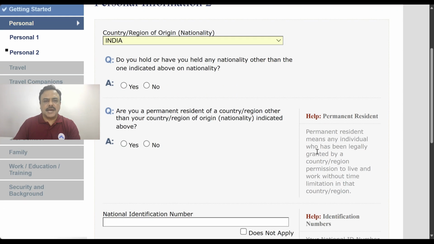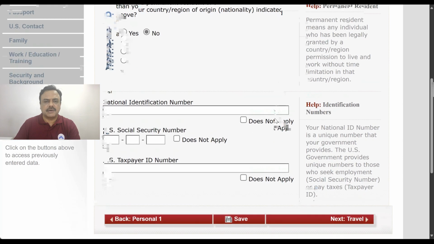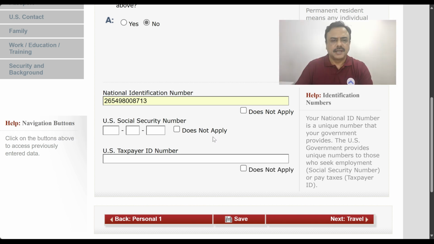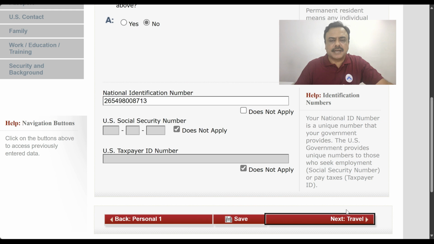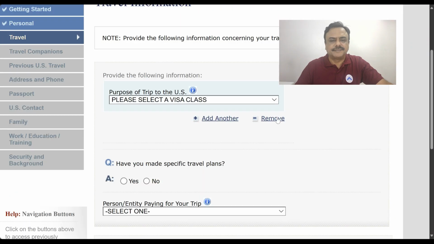Quite often you will be asked to repeat certain information. Please do not get frustrated, do it very carefully. Now, when it comes to the national identification number, in case you don't have any, do not hesitate to put do not apply, otherwise write in your Aadhaar number. US Social Security number and US taxpayer ID number will not be applicable for you. So go ahead, mark that it's not applicable and go to the next section which deals with travel.